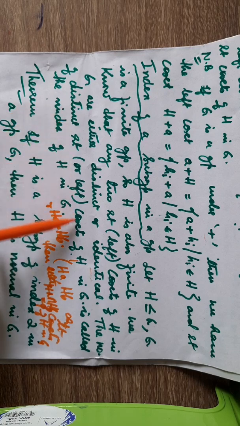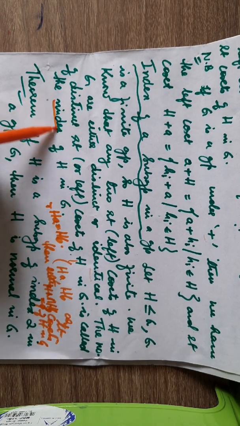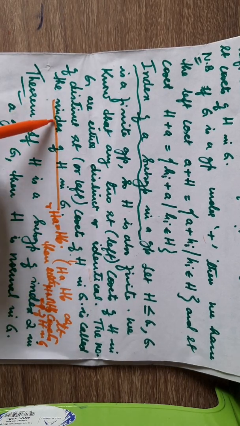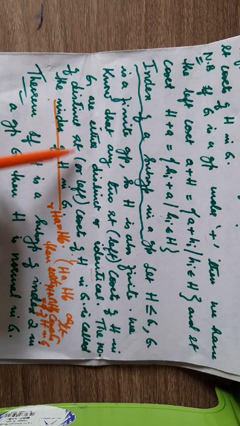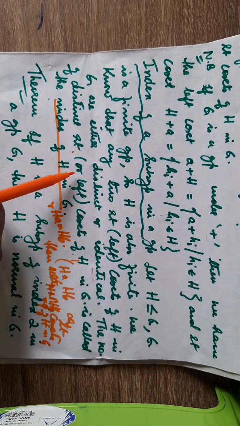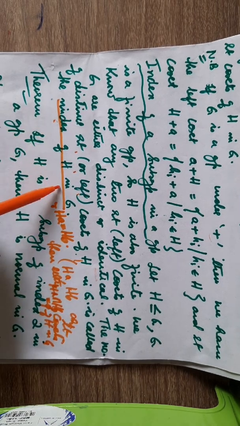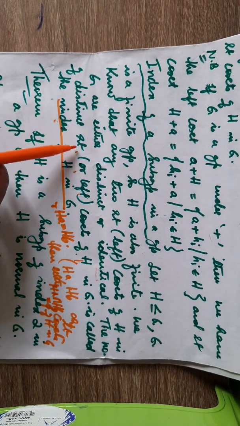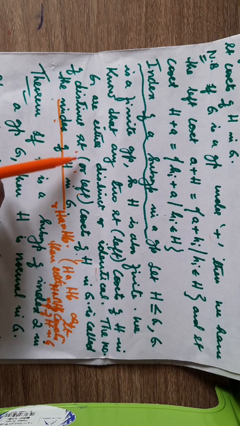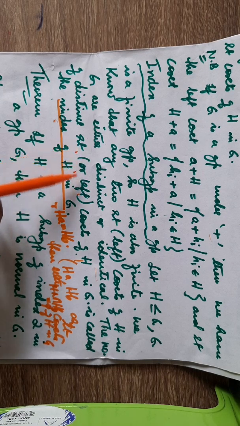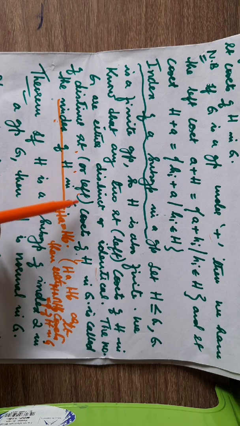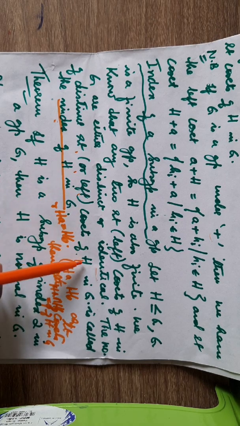The number of distinct right cosets of H in G is called the index of H in G. So this is the definition of index. The number of distinct right cosets of H in G, or the number of distinct left cosets of H in G, is called the index of H in G. Note that if there are n distinct right cosets of H in G, then the number of distinct left cosets of H in G also will be n.